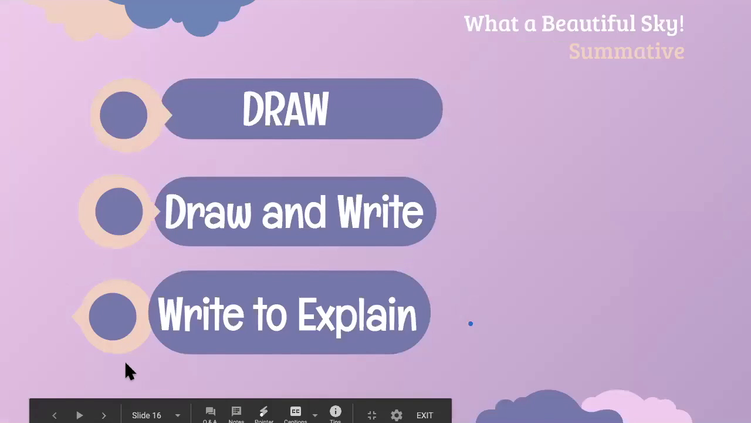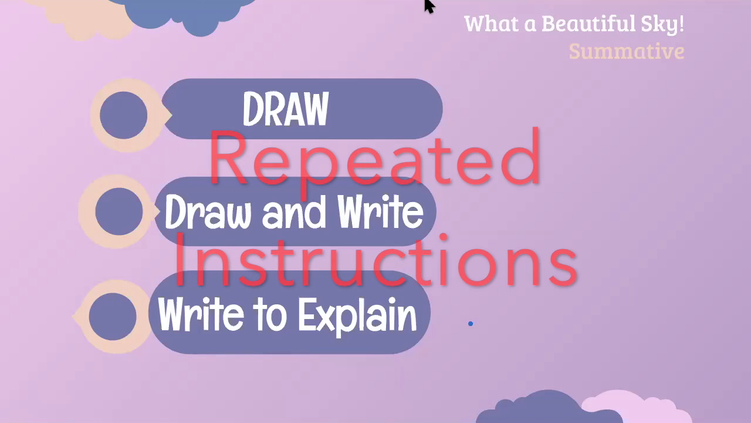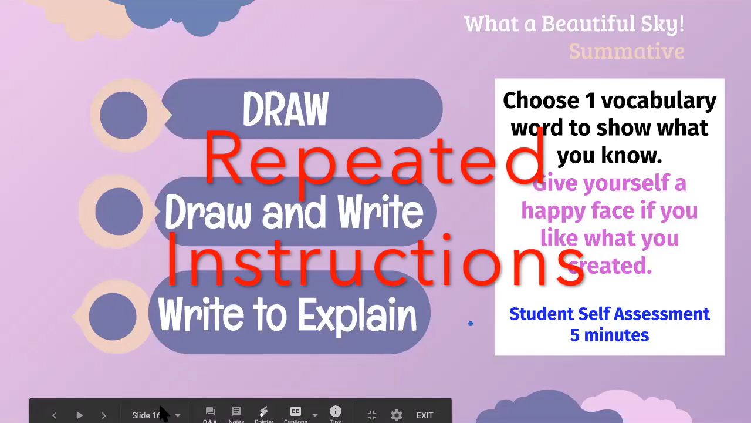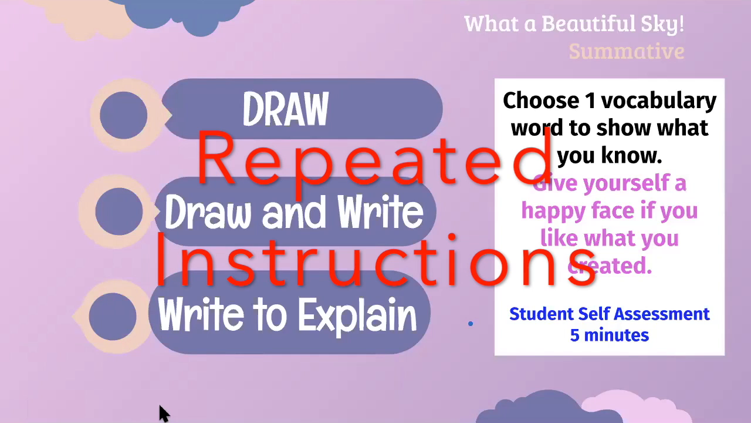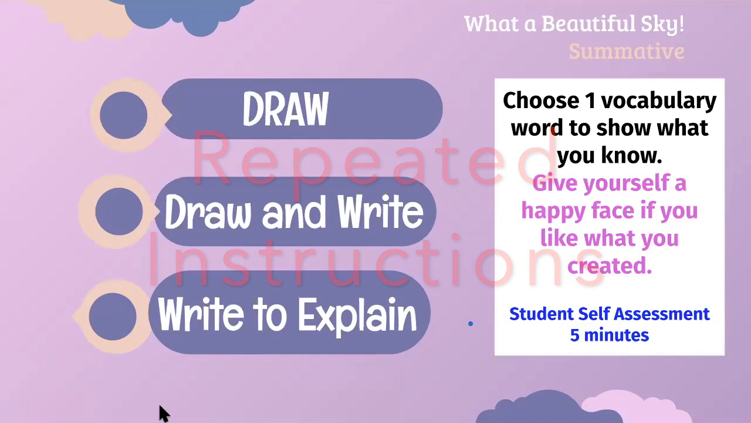Draw, write, or explain something that you might see after we finish our vocabulary. Choose one of the vocabulary words and show what you know. You're going to choose only one vocabulary word and then draw a picture. You have 5 minutes to get this done.